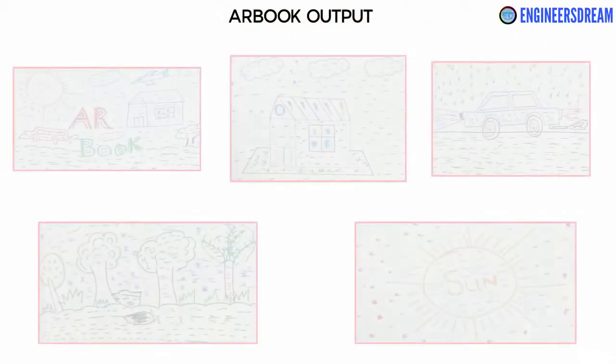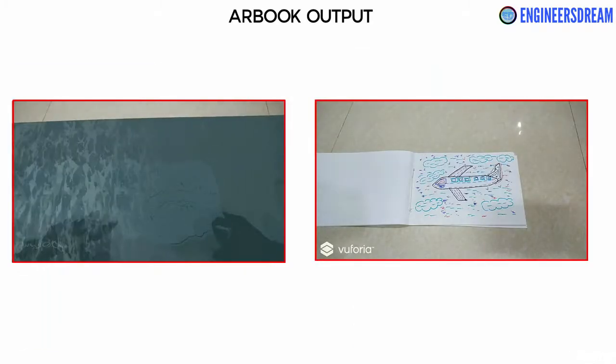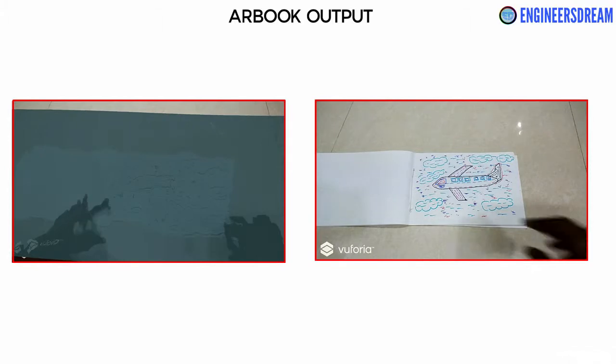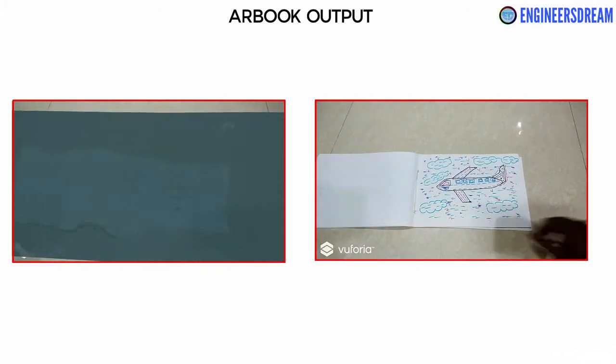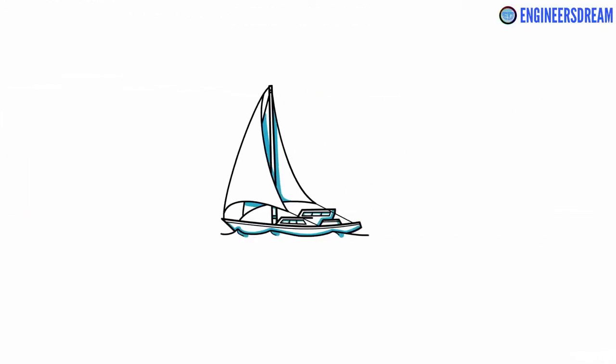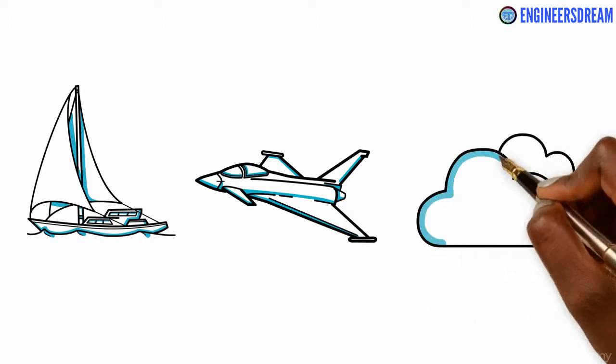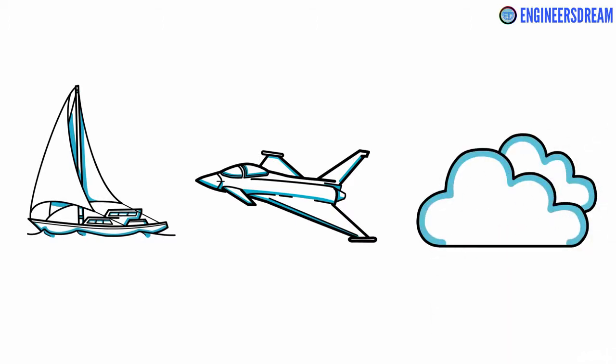In the previous video, we checked the output for the AR book augmented reality application. Now we were able to see the 3D models on top of the AR book sun, house, car and the forest image target. But we did not see the ship move on top of the ship image target. And we also did not see the aeroplane and the cloud models flying on top of the aeroplane image target. So now let me explain to you the main reason why the ship, aeroplane and the cloud models were not displayed on top of the respective image targets.